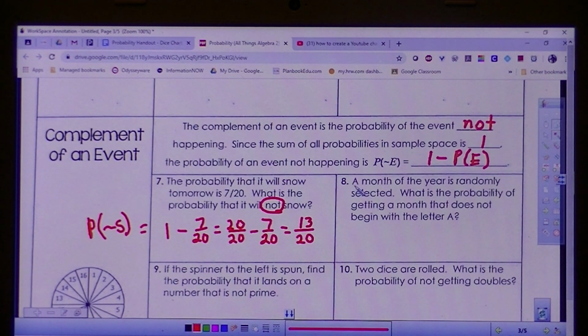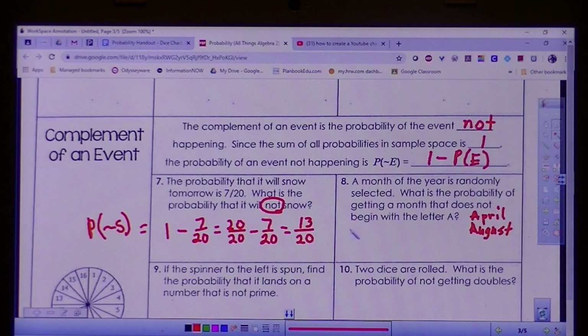Okay. And number 8, a month in the year is randomly selected. What's the probability of getting a month that does not begin with the letter A? Well, how many months begin with A? Well, we got January, February, March, April. Okay, we got April. June, July, August. Okay, there's another one. September, October, November, and December. So basically we got 2 out of 12.